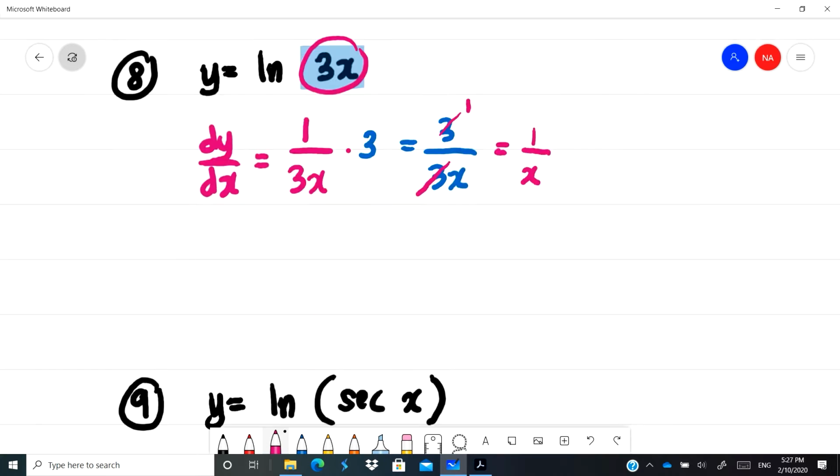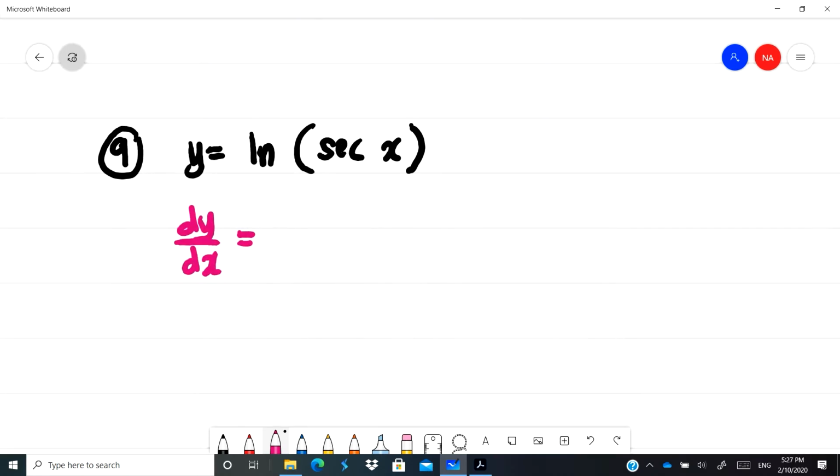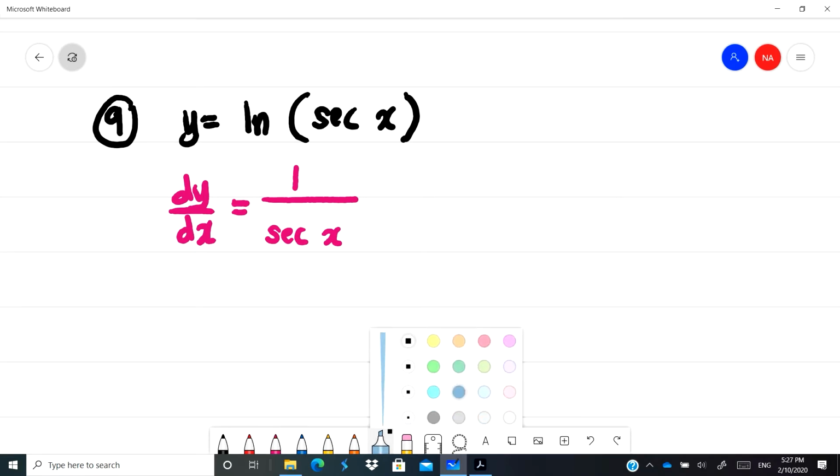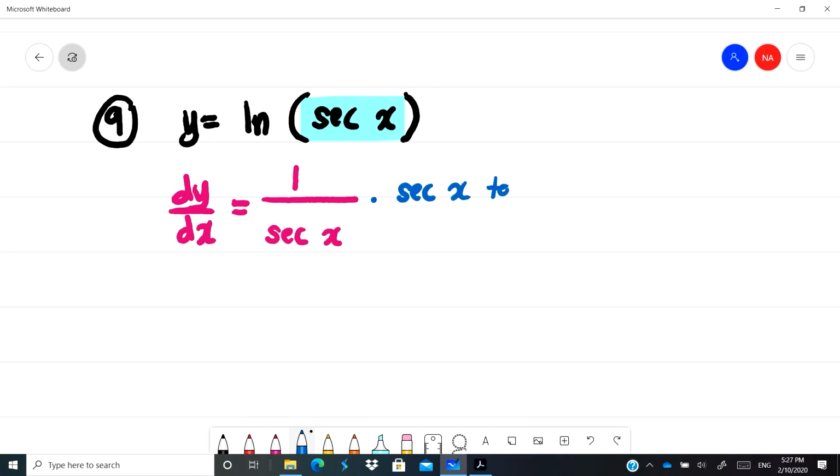Let's move to question number 9. We have ln secant x. Firstly, we write the secant x, so ln of that, we put 1 over secant x. Now we have to differentiate this secant x, because we have to differentiate the one in the bracket. Differentiating secant x will give you secant x tangent x.